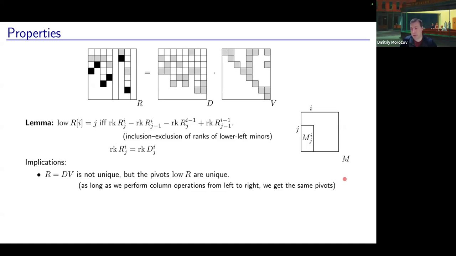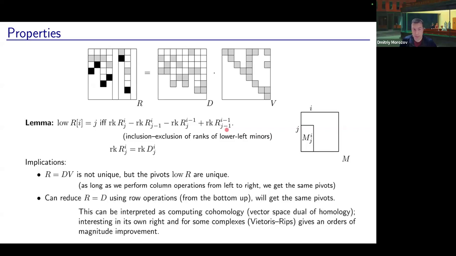And so this suddenly offers a bunch of flexibility, right? You can perform your column operations in whatever order makes you happy, as long as in the end you have a reduced matrix, meaning the pivots are in unique rows. Then you're guaranteed that they will be the same, and they will give you exactly the persistence pairing. And a lot of work is built on this idea.